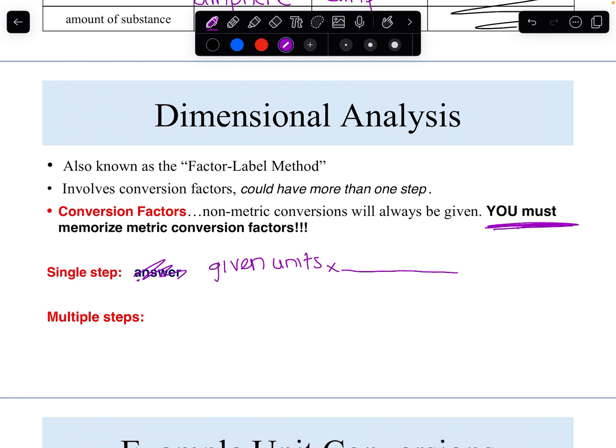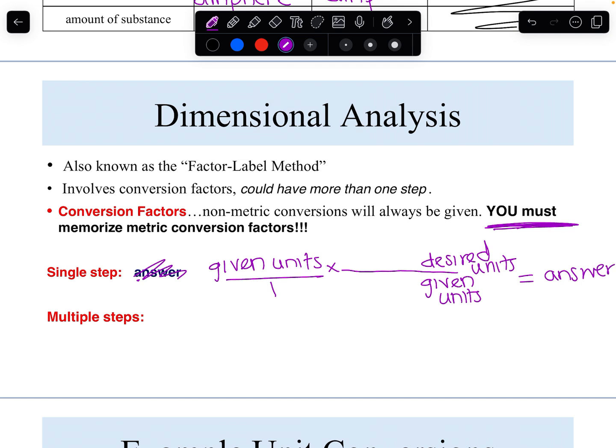And then you always take your given units and you put them at the bottom. And you put your desired, or what you're trying to get to, on the top. Anything on the top is multiplied, anything on the bottom is divided. And you can even look at this as two fractions. So multiply on the top, divide on the bottom. Therefore, you get your answer.